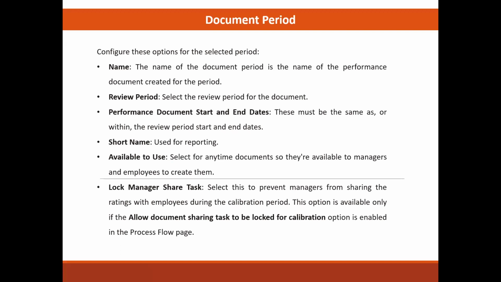The short name is mostly used for reporting purposes. Then we have the available to use option. Select it for anytime documents, so they are available to managers and employees to create them. If you want to enable this for the employee and manager, you can select this option. Then we have the lock manager share task. This task is to prevent managers from sharing the rating with the employees during the calibration period. This option is available only if the allow document sharing task to be locked for calibration option is enabled in the process flow page.